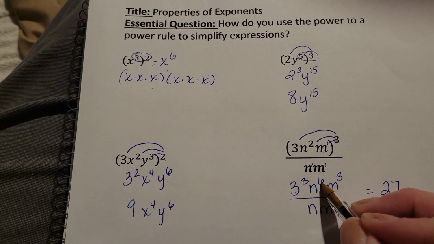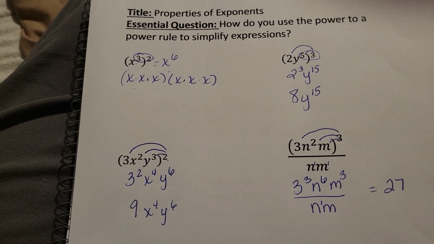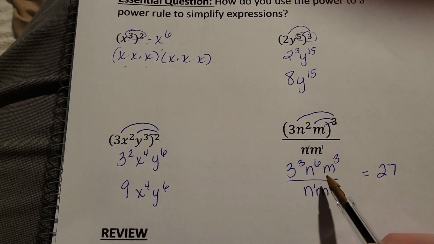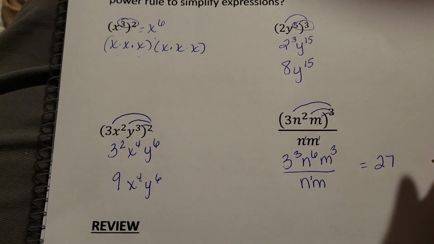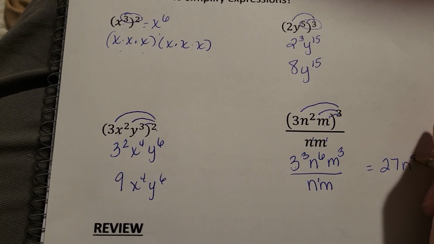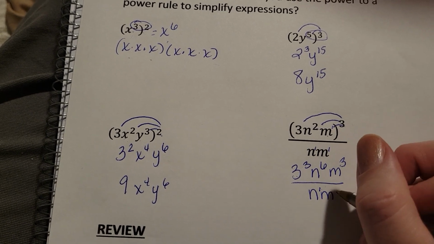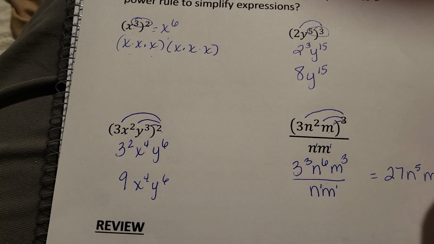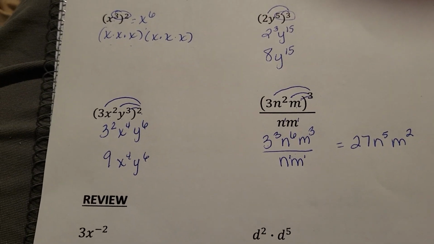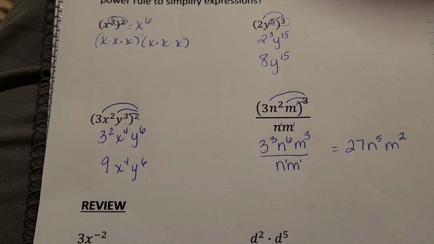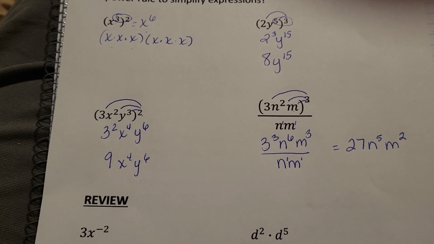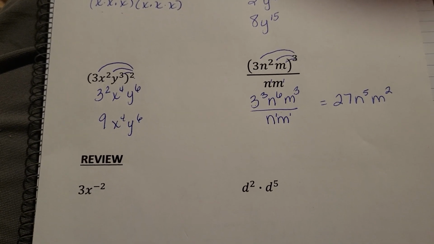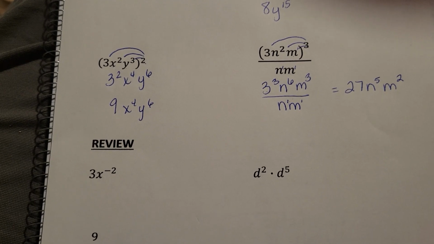And then n to the 6th power divided by n to the 1st power. When we divide, we're going to subtract. So 6 minus 1 is 5. So n to the 5th power. And then m to the 3rd power minus, so 3 minus 1 is 2. So m squared. That question is actually very similar to one that you will see on your unit test coming up here soon.